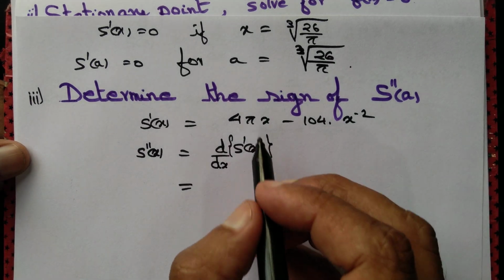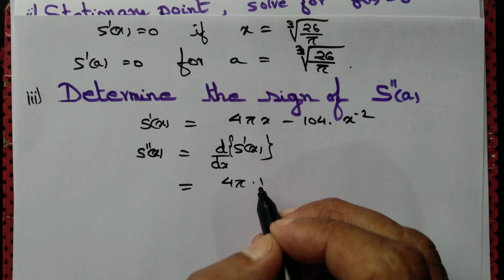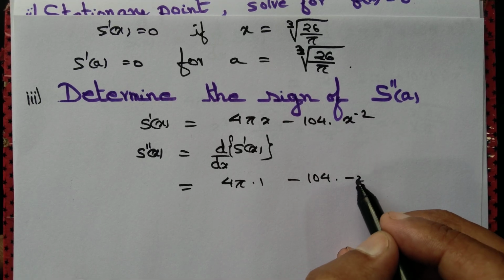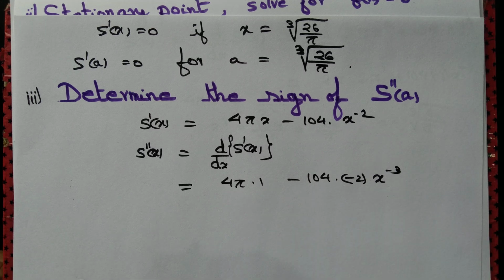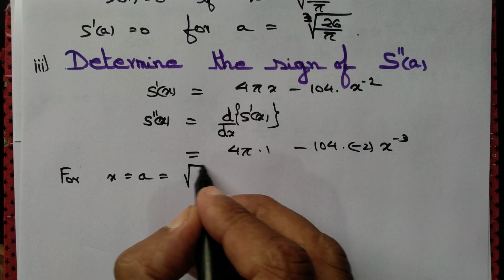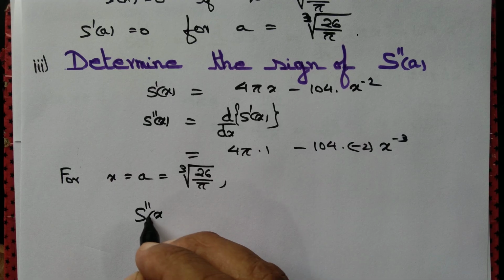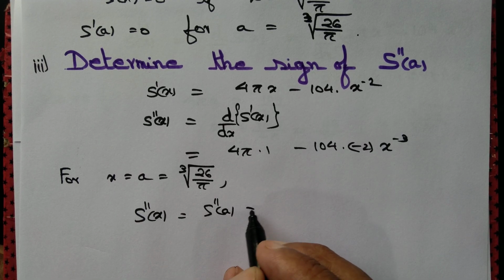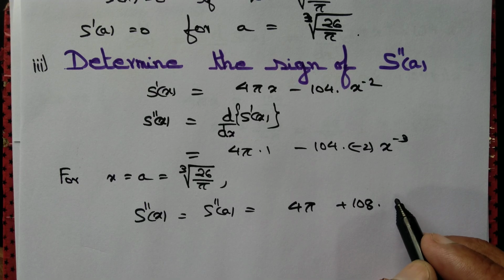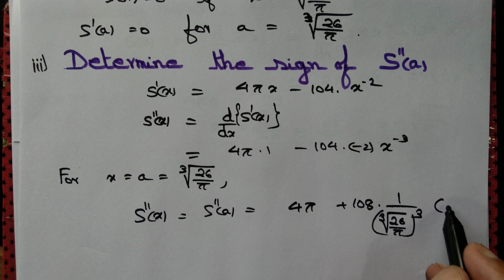Let's differentiate it out. Derivative of 4 pi, that's just a constant, we don't have to worry about it. Derivative of x with respect to x is just 1. Minus 104, that's a constant. Derivative of x to the power minus 2 is minus 2x to the power minus 3. For x equal to a equal to cube root of 26 by pi, s double dash x equal to s double dash a equal to 4 pi plus 108 times 1 by cube root of 26 by pi whole thing cube, definitely which is positive.